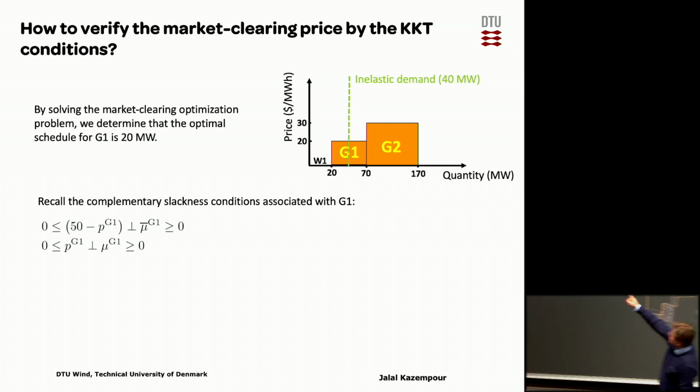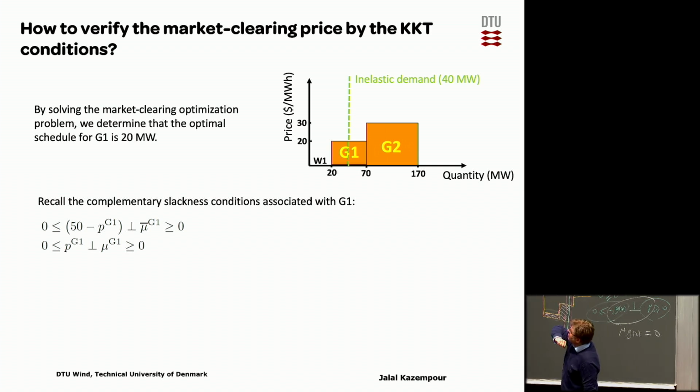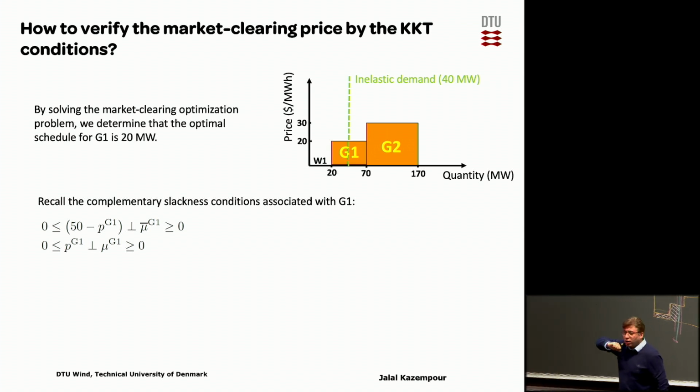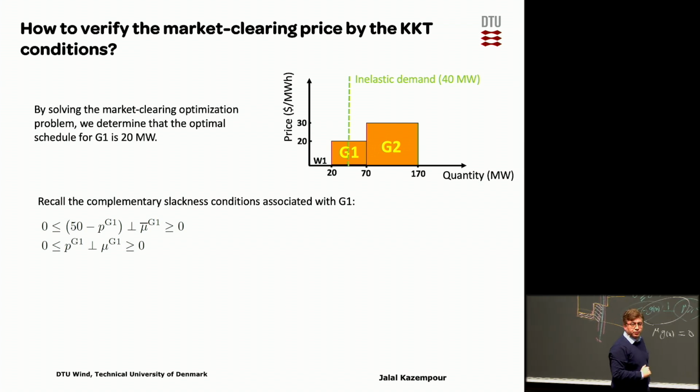The first one says that 50 minus Pg1. So what is the value for Pg1 we derived? 20. 50 minus 20 is 30. So this complementary condition says that 30 times mu bar is equal to 0. What do you learn from that? Mu bar equal to 0.